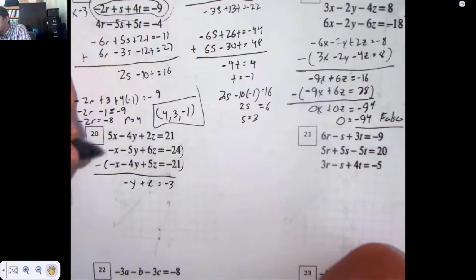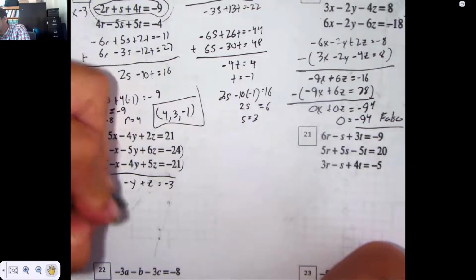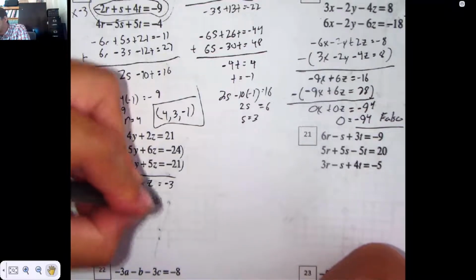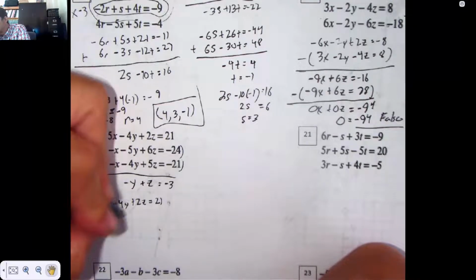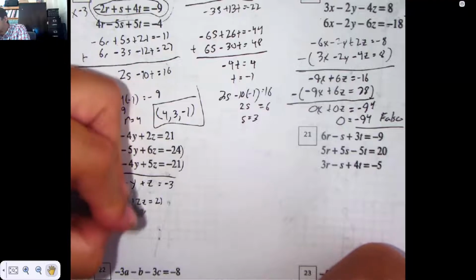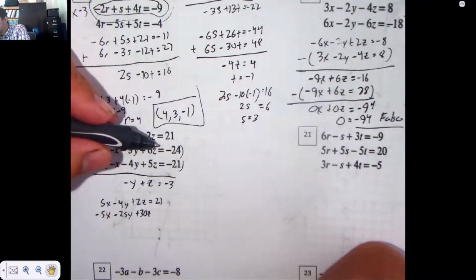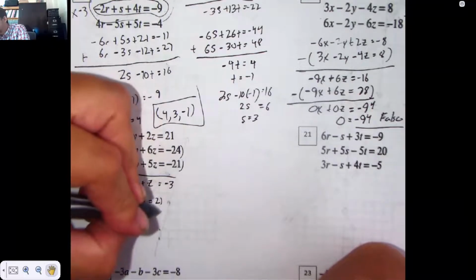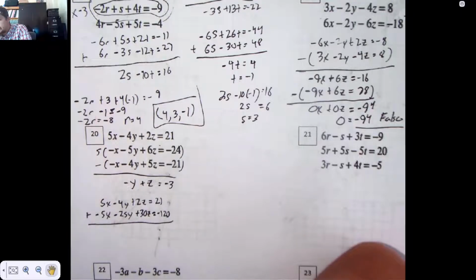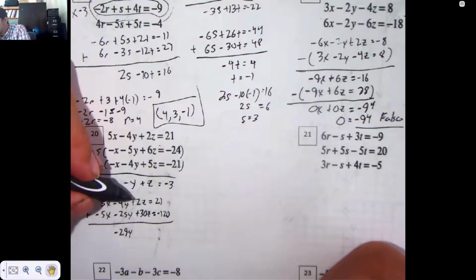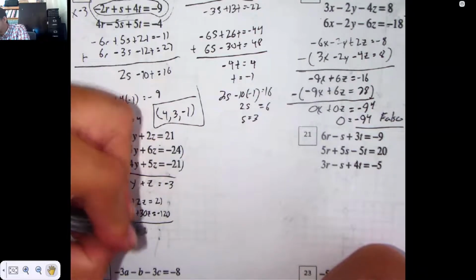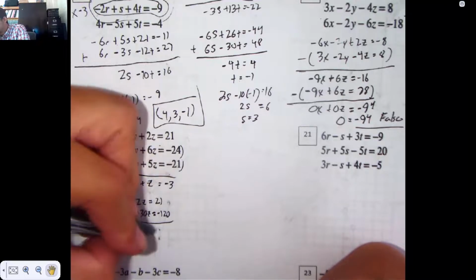Next thing I'm going to do is I'm going to multiply this one by 5 and put it together with this one. So we'll copy down 5x minus 4y plus 2z is 21. When I multiply this by 5, I'll get negative 5x minus 25y plus 30z equal to negative 120. And I get to add. There are no x's. There's a negative 29y. There is 32z. And there's negative 99.